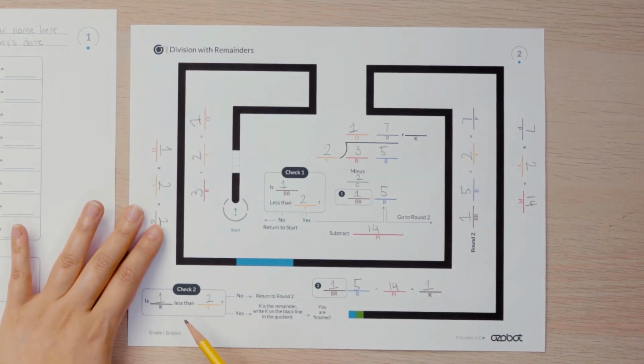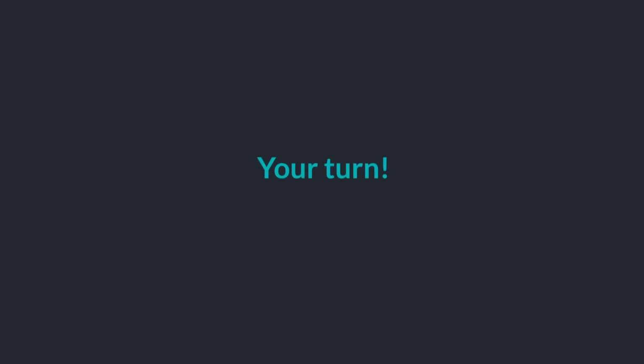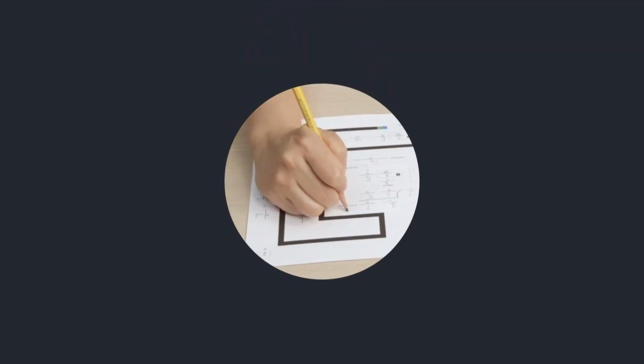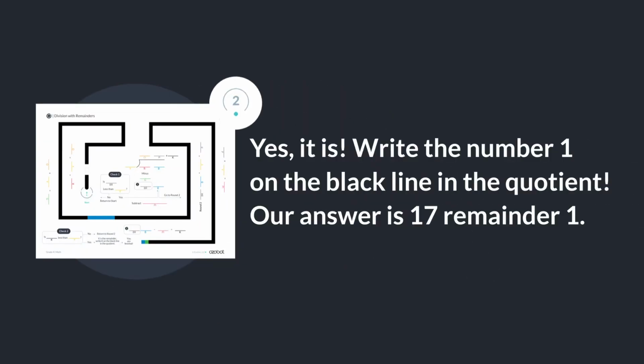Next, we are checking, is the number on the black line, 1, less than the divisor, 2? Yes, it is. Write 1 on the black line in the quotient. Our answer is 17 remainder 1.